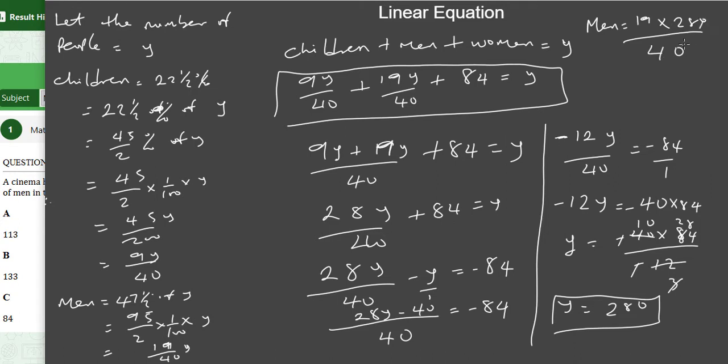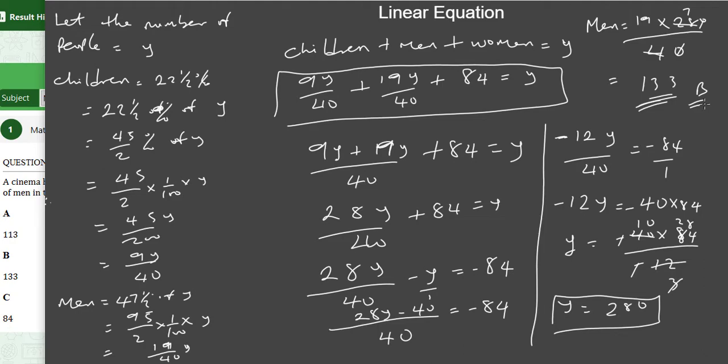So you just do this division, and that's 19 times 7, and that will give you 133. So the correct answer is option B, which is 133.